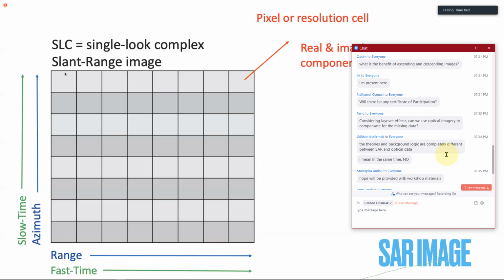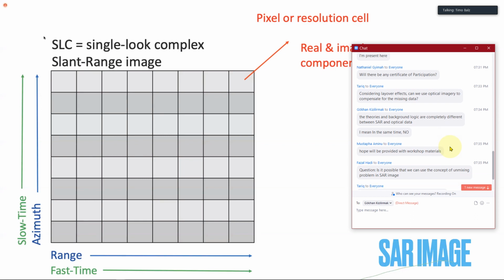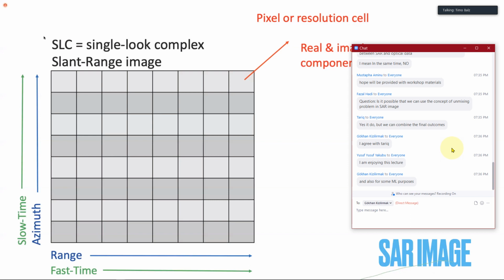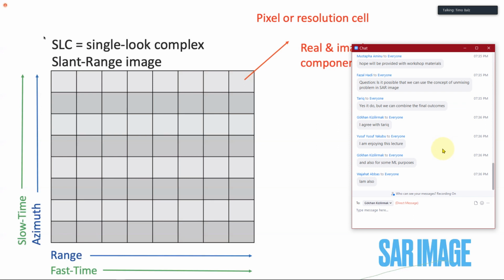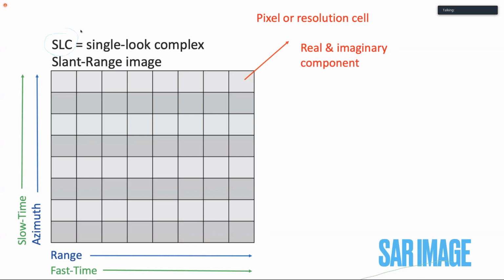And then we have the single look complex image, which is basically the first processing level after the raw image, the directly focused image. This is what you want if you want to do interferometry. We're going to talk a lot about interferometry and InSAR and all these processes later, and for all of them, you want the SLC image, the single look complex image. That's what you need to do that.